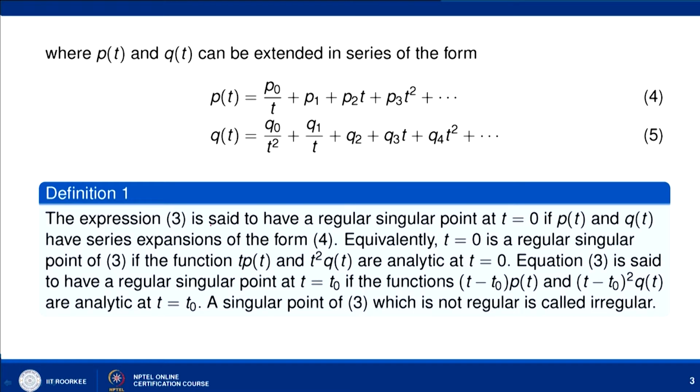The expression 3 is said to have a regular singular point at t equal to 0 if pt and qt have series expansions of the form 4 and 5. Equivalently, t equal to 0 is a regular singular point of 3 if the functions tpt and t square qt are analytic at t equal to 0. So we can define a regular singular point in two ways: either pt and qt have series expansions like 4 and 5, or tpt and t square qt have Taylor series expansions at t equal to 0.